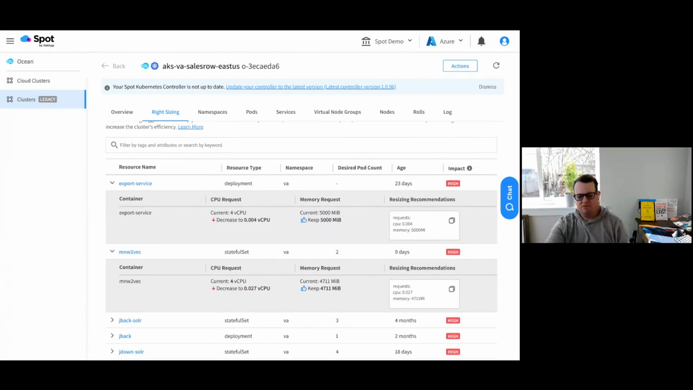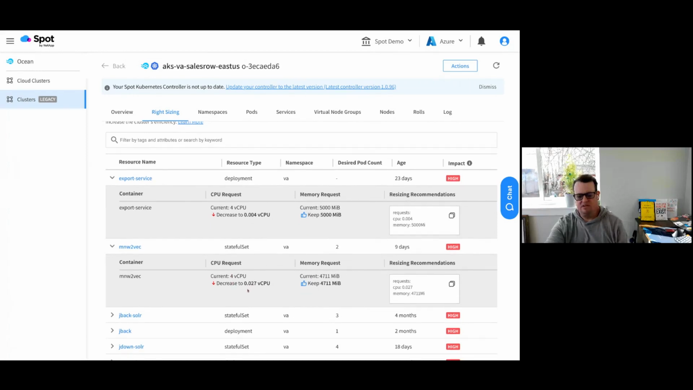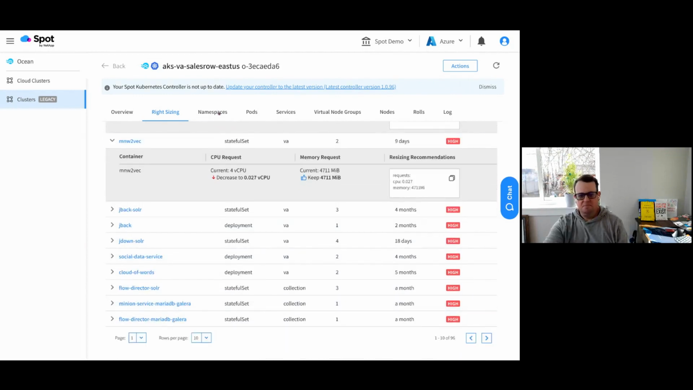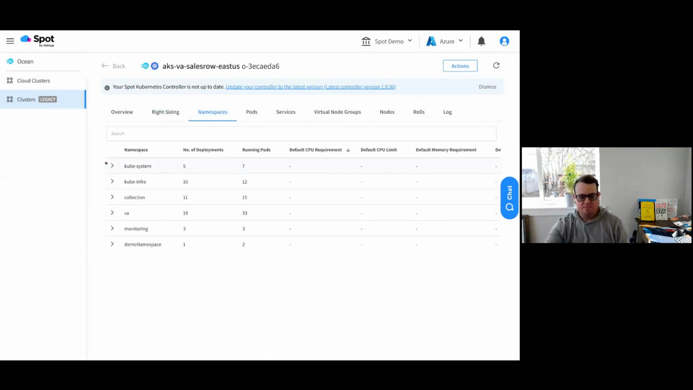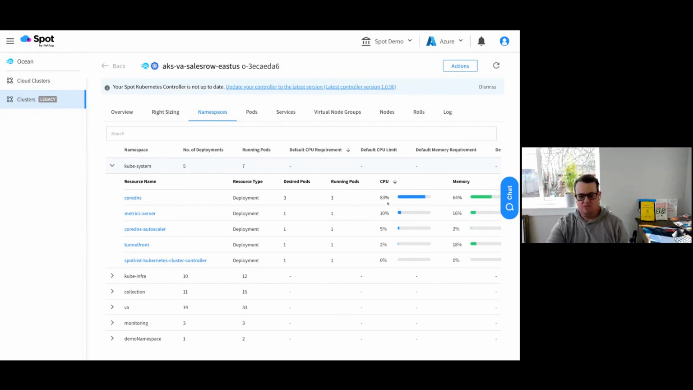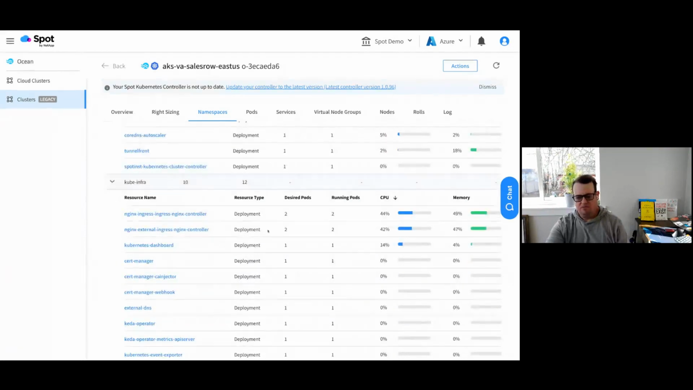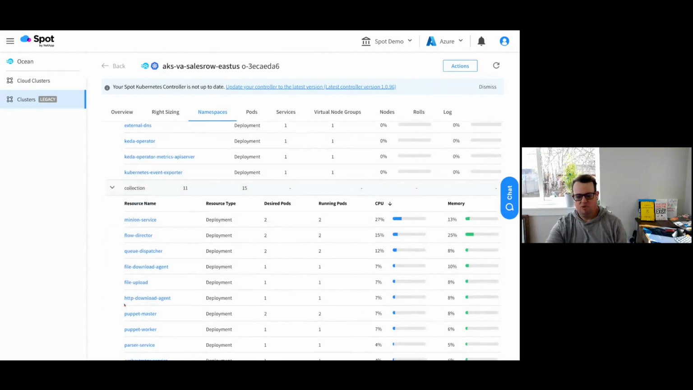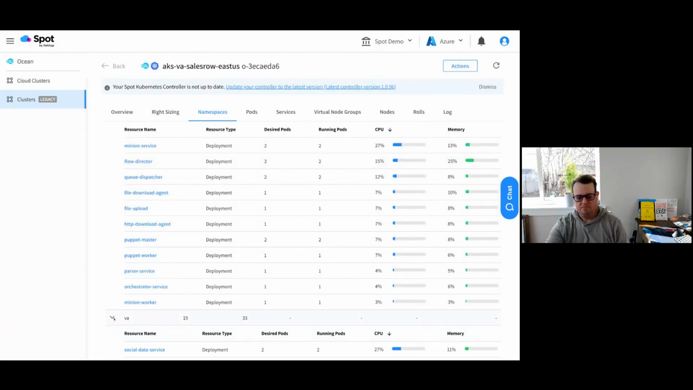Same here. We're requesting 4 CPUs. We only need partial of 1 CPU, and we can automate those. We can do this down at the namespace level. So you can see deployments, you can see what's running. You can see here the core DNS queue. The core DNS is using 83% of this CPU on 3 pods and 60 memory. Same with the ingress and egress controllers. We're using 44% of our CPU. So you can get real-time actions into what's going on and how it's working.